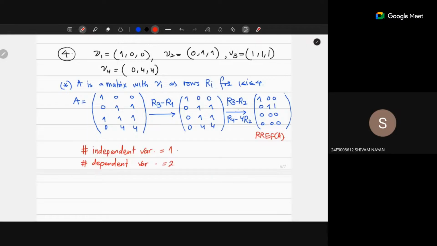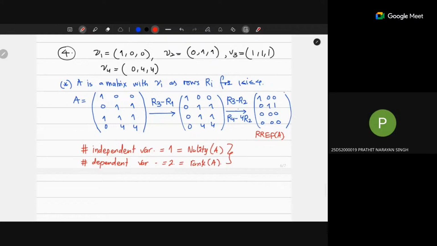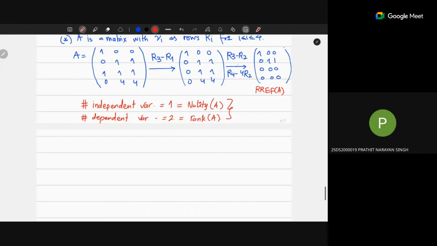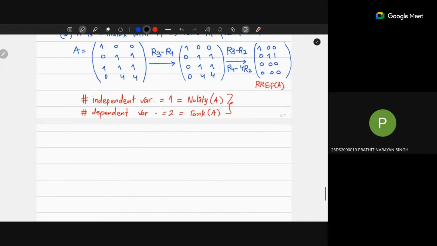So, what is the nullity? Nullity is 1, rank is 2, right? Now, let's find out the basis for the null space. So, what is the null space?